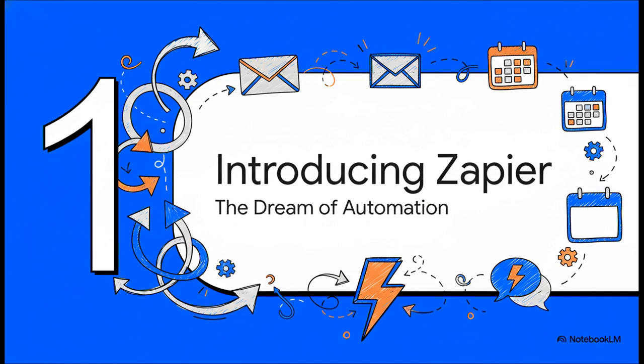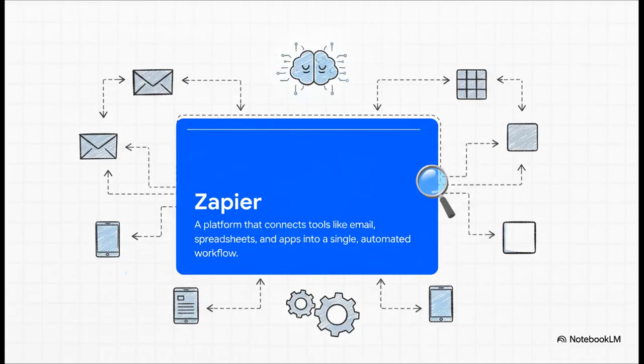To make this all happen, you need a platform that can connect all the different tools we use every single day, our email, our spreadsheets, our messaging apps, and bring them together into one cohesive system. And that brings us to Zapier. At its heart, Zapier is basically the digital glue that connects all the apps you already use and depend on. It lets you create these incredibly powerful automated workflows. And the best part is, you don't have to write a single line of code.